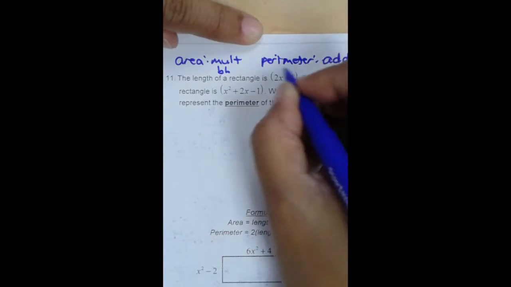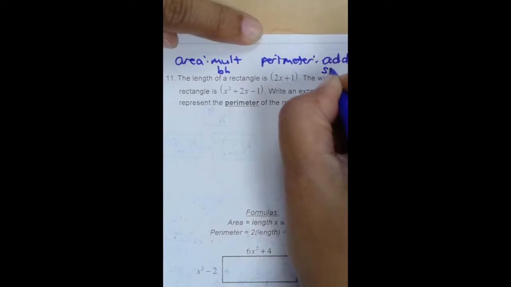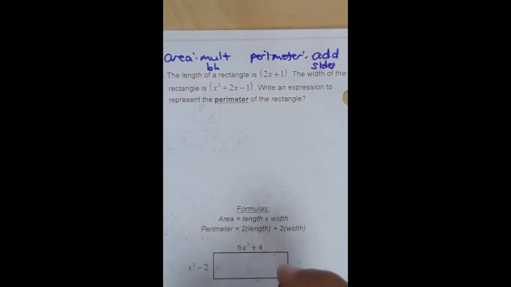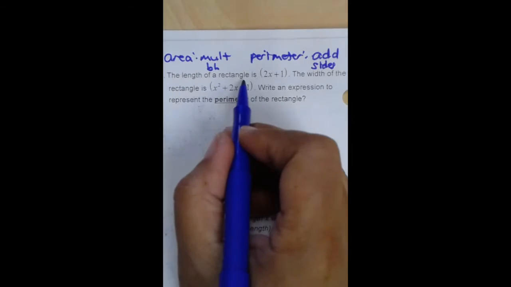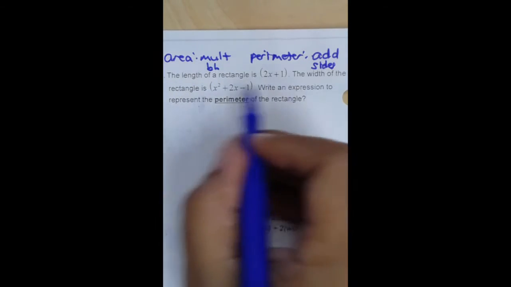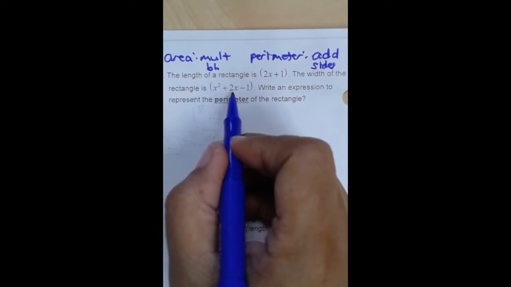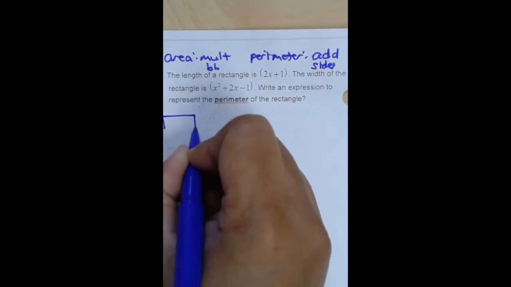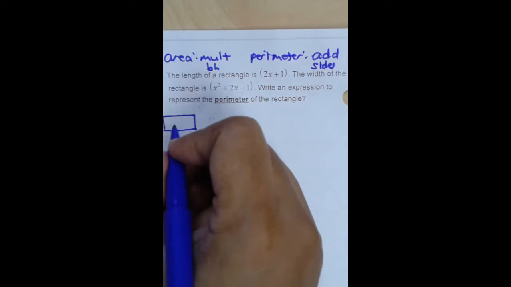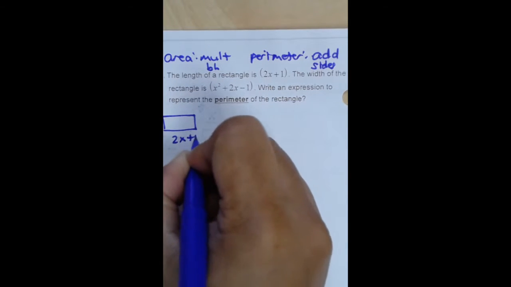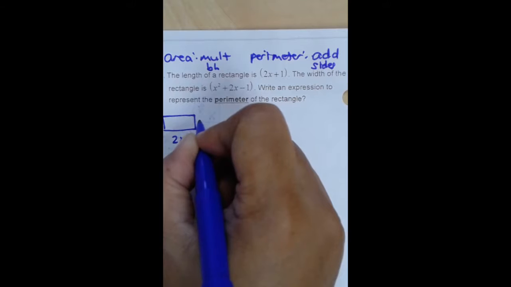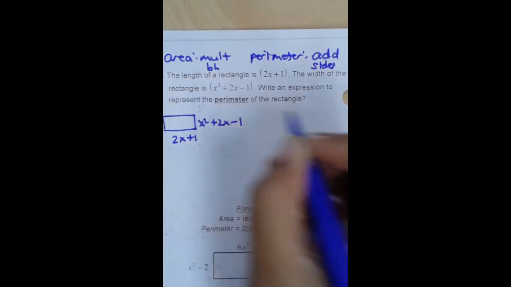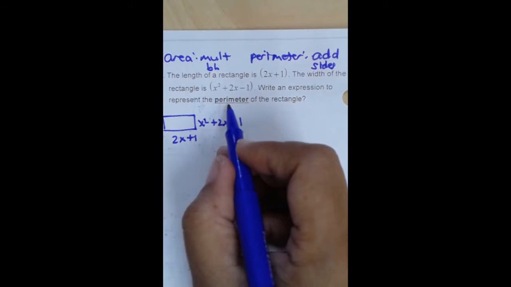So area you multiply, perimeter you add. Okay, so let's read these problems. First of all, it says that the length of a rectangle is 2x plus 1 and the width of the rectangle is x squared plus 2x minus 1. Let's just go ahead and draw a figure that represents that part so far. So here's my rectangle. We have a length of 2x plus 1 and a width of x squared plus 2x minus 1. Write an expression to express the perimeter.